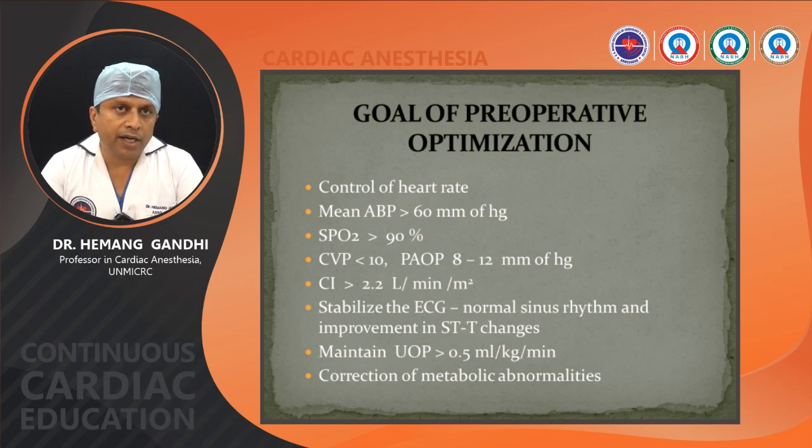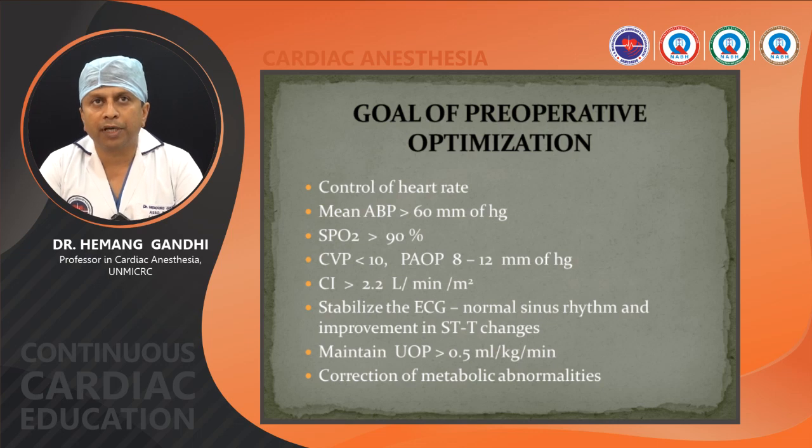Try to maintain the cardiac output more than 2.2 liter per minute per meter square, and also stabilize the ECG in the form of normal sinus rhythm and improvement in the ST-T changes if it was there previously, and maintain the urine output of 0.5 ml per kg per hour, and also correct any metabolic abnormalities associated, and target the lactate below 4.